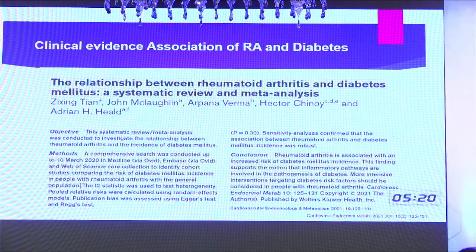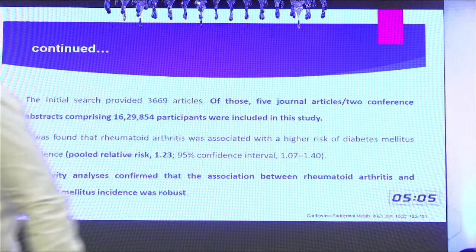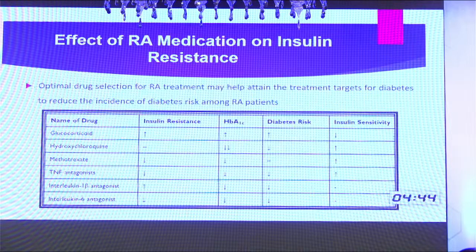So this was a recent meta-analysis published which showed a relationship between rheumatoid arthritis and diabetes mellitus. Here the search was done, and 3,000 plus articles were searched. Of these, 5 journal articles and 2 conference abstracts were finally selected, representing 16 lakh patients. And what they found was that the pooled relative risk of diabetes in patients with rheumatoid arthritis was 1.23. So the study confirmed that there is a strong association between rheumatoid arthritis and diabetes, which confirms that probably inflammation plays a lot of role in the generation of diabetes.